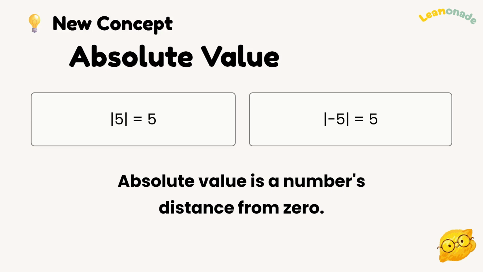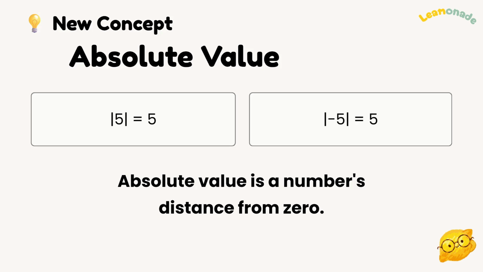Absolute value tells us how far a number is from 0. Think of 0 as the starting point on a number line. We only care about the distance from 0. We don't care whether the number is positive or negative. Let's look at the examples.